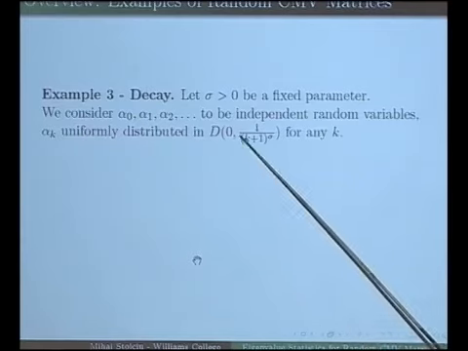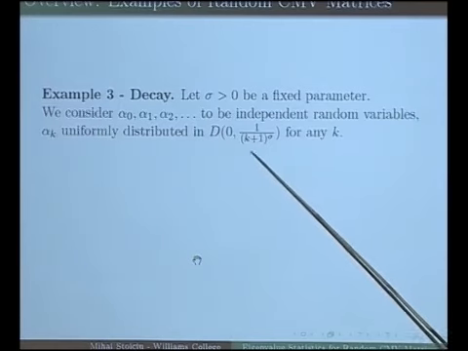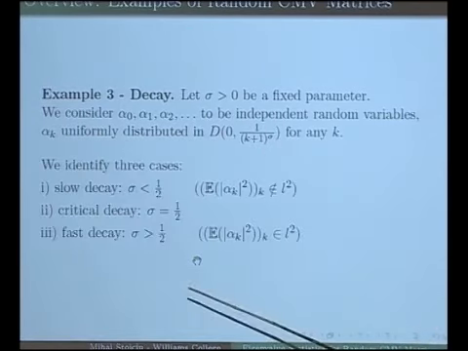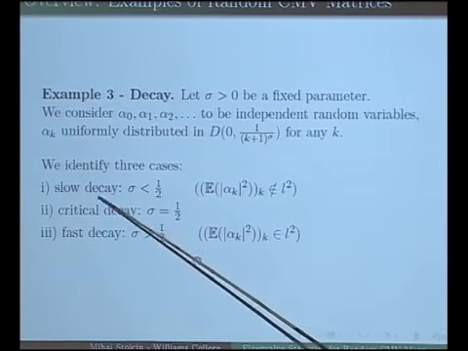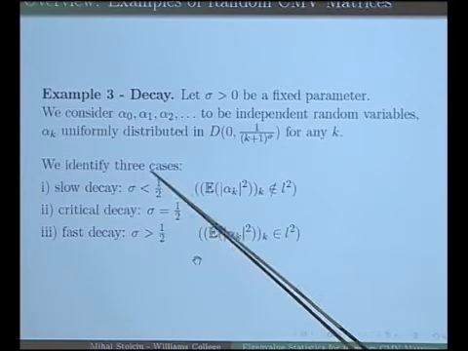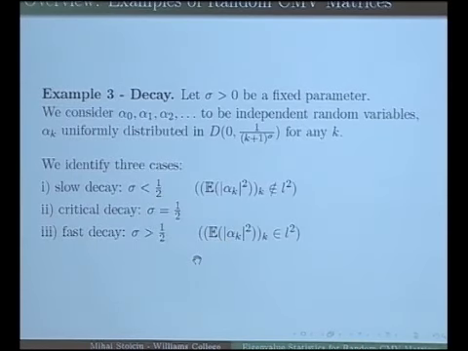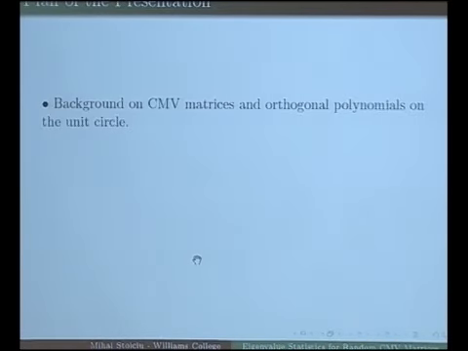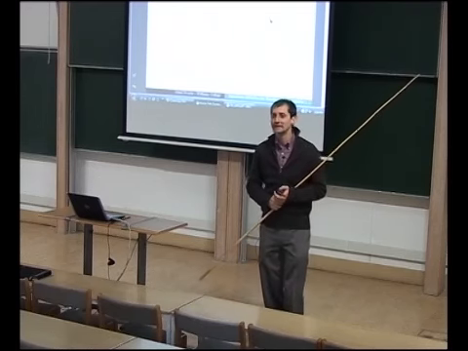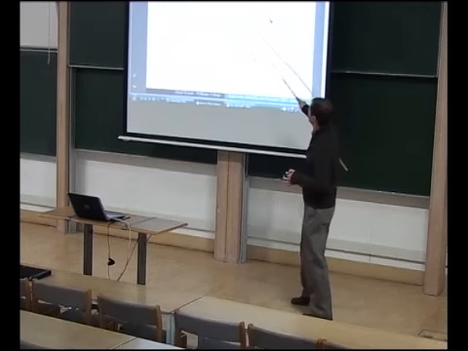And other things. So, for example, for the models that I showed you before, you can take them to be independent random variables, with alpha k uniformly distributed in a disk that shrinks in size, 1 over k plus 1 to the sigma. So in here, as in the case mentioned before, we can identify slow decay, which is sigma smaller than 1/2, which also contains the case of no decay when sigma is 0, critical decay, and fast decay.